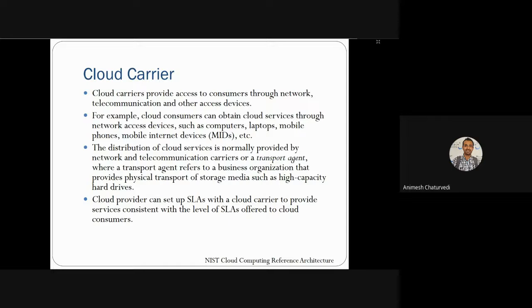Then a cloud provider can set up a service level agreement with the cloud carrier to provide service consistent with the level of SLA offered to the cloud consumer. So what does it mean? It means that various SLAs are being signed between cloud provider and cloud carrier so that a specific consistent service should be met for the cloud consumer. It says that there is a scenario where cloud provider and carrier have a service level agreement such that they should have a consistent service to the consumer and the consumer SLA would be met.